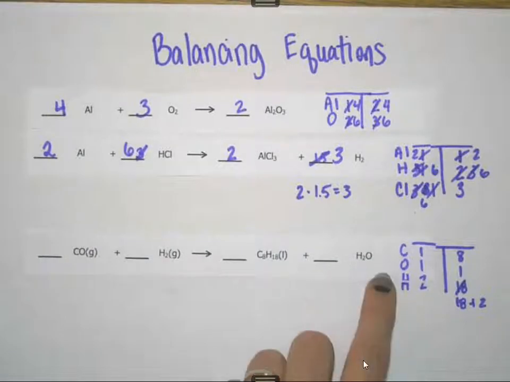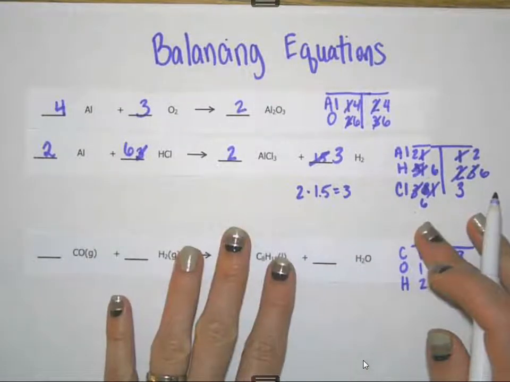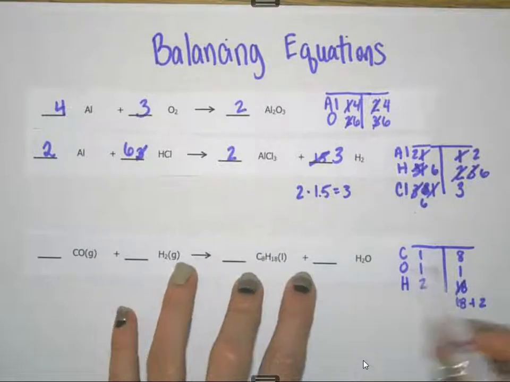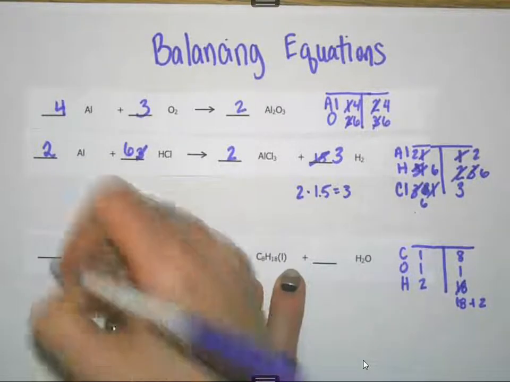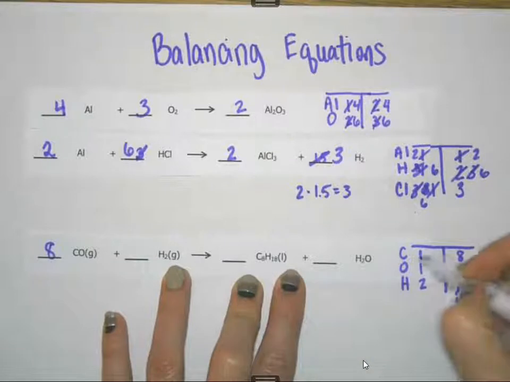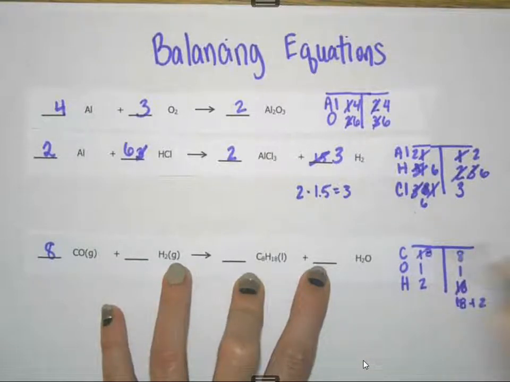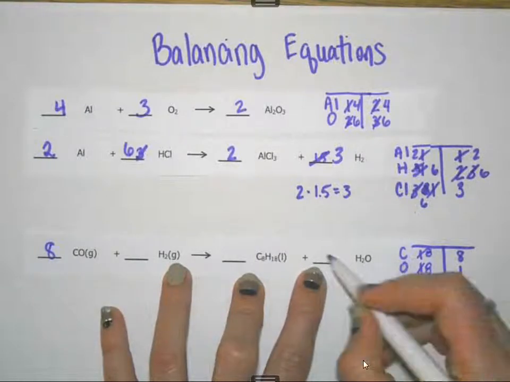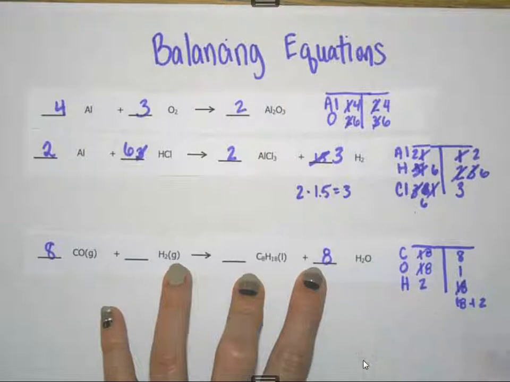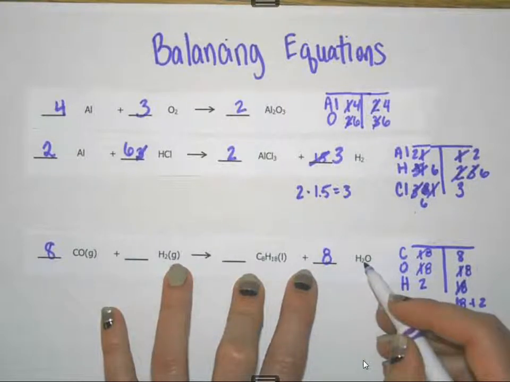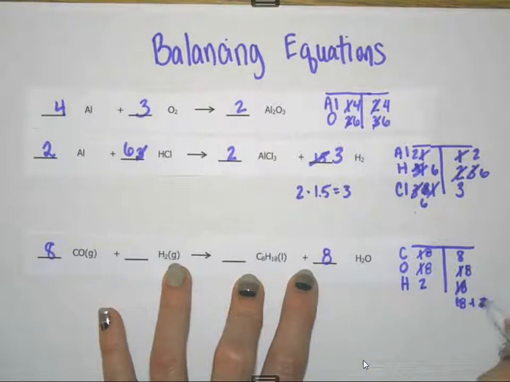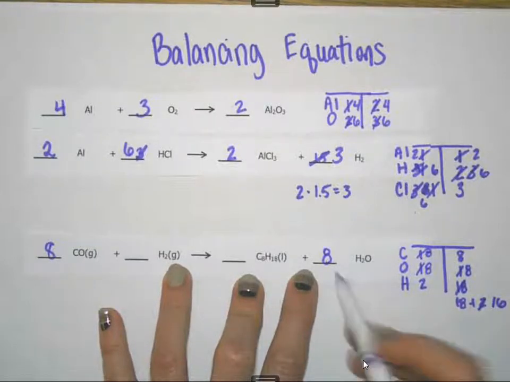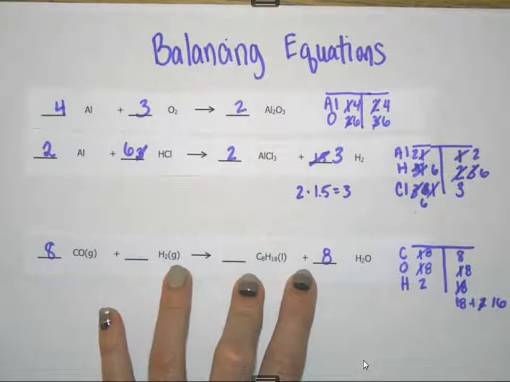I about forgot them. So it's easy to make the 8 carbons over here if I put an 8 in front. And that also gives me 8 oxygens. To make 8 oxygens on the right, I'd have to put an 8 in front of that to multiply those. But then that also gives me 16 hydrogens, so 18 plus 16 instead of 18 plus 2.